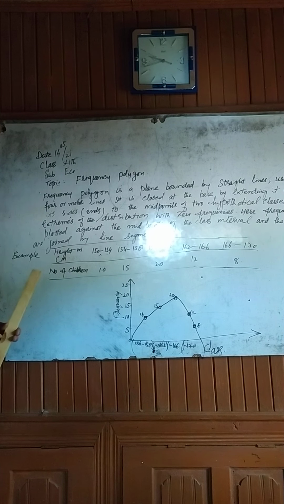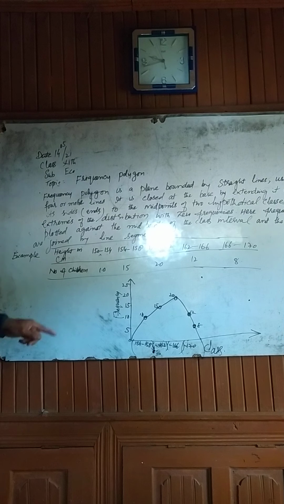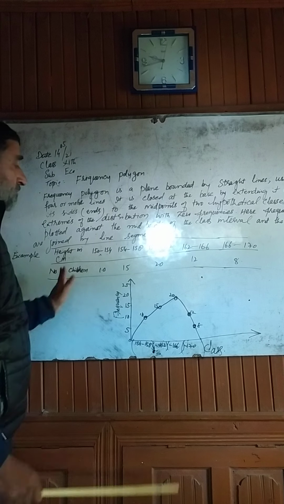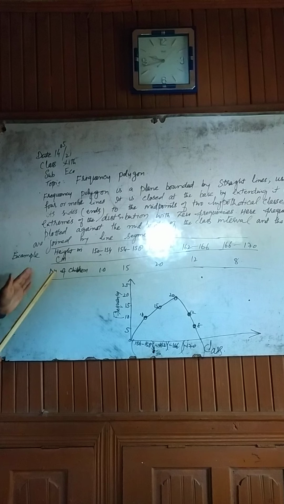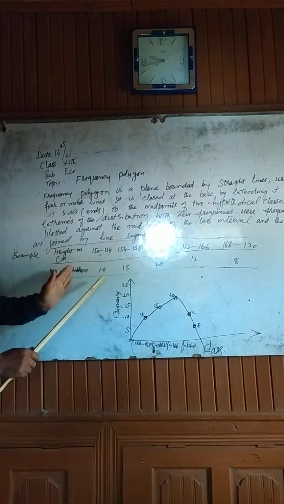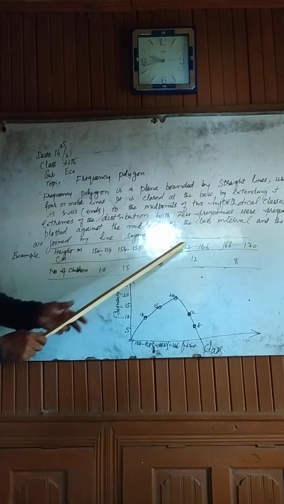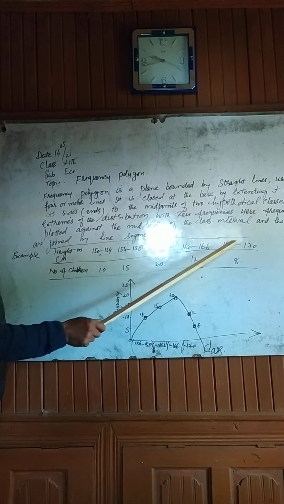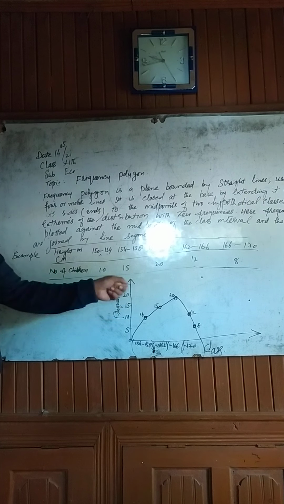Here, for example, take a class interval of 150 to 154, 154 to 158, 158 to 162, 162 to 166, meaning it is a continuous class interval having a gap of 4. The number of children in the first class interval is 10, in the second 15, in the third 20, in the fourth class there are 12, and in the last class, that is 166 to 170, we have 8. Now we have to represent these by means of a frequency polygon.